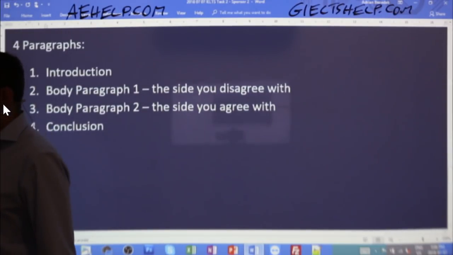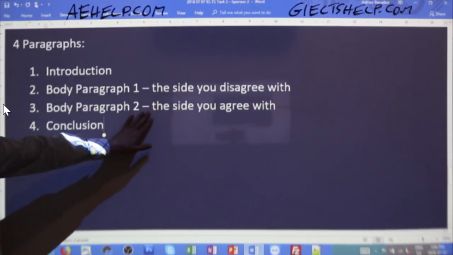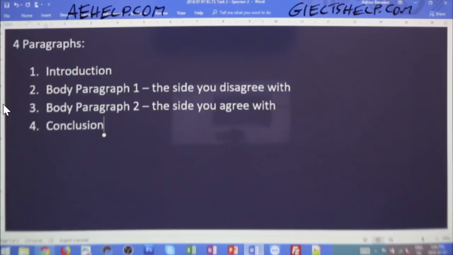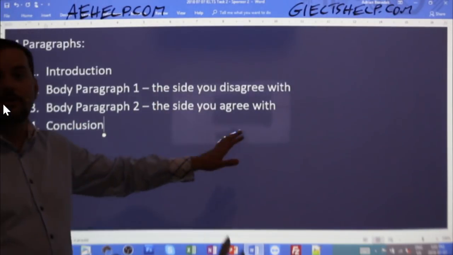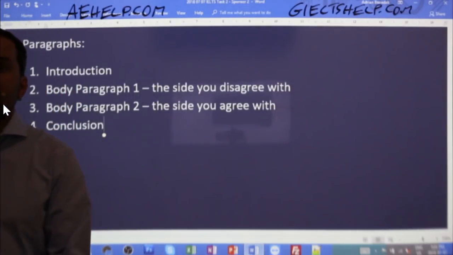Why should you make body paragraph the side you agree with? So, Mohammed, Manisha, or Kana, do you know why it's a good idea to put body paragraph 1 the side that you disagree with, and then body paragraph 2 the side that you agree with? Why is that a good structure to follow? Do you have any idea?